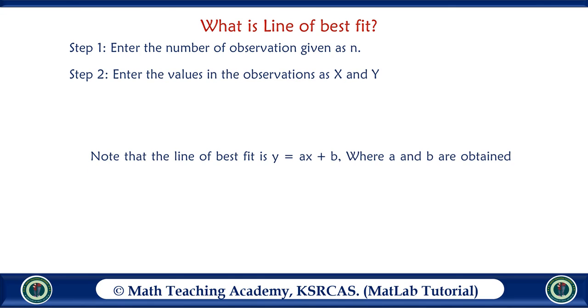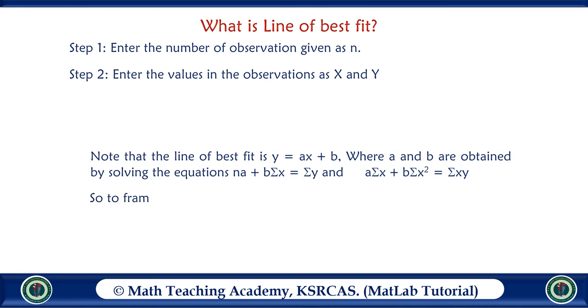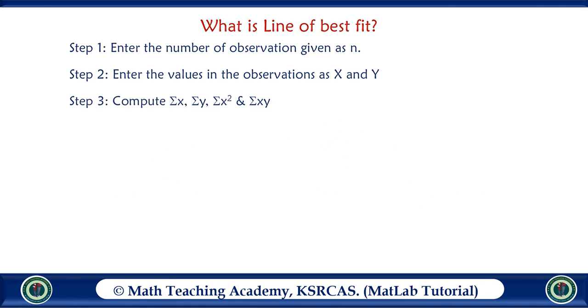Note that the line of best fit is y is equal to ax plus b, where a and b are obtained by solving the linear equations na plus b summation x equal to summation y and a summation x plus b summation x squared is equal to summation xy. So to frame these equations, first we need to compute summation x, summation y, summation x squared and summation xy. Let it be step 3. Compute summation x, summation y, summation x squared and summation xy.